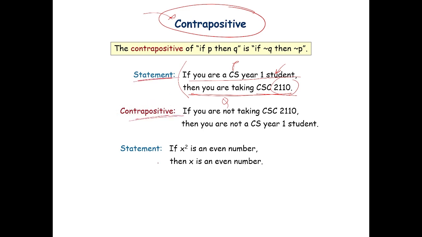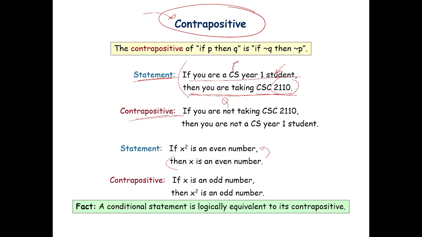The statement: if x squared is an even number, then x is an even number. So its contrapositive should be: if x is not an even number, then x squared is not an even number.